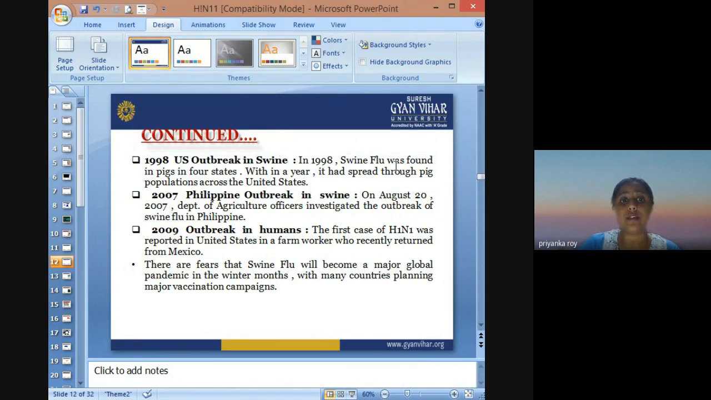In 2007, a Philippine outbreak of swine flu. And in 2009, an outbreak in humans. The first case of H1N1 was reported in USA in a farm worker who recently returned from Mexico, and there was fear that swine flu would become a major global pandemic in the winter months, with many countries planning major vaccination campaigns.